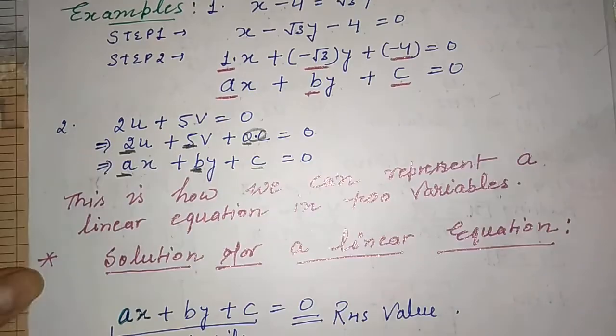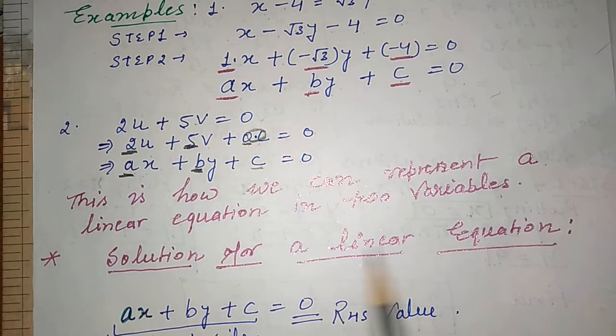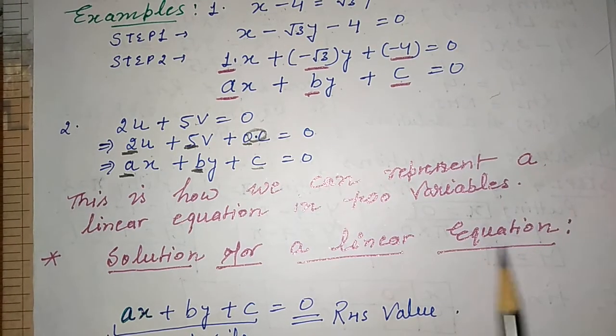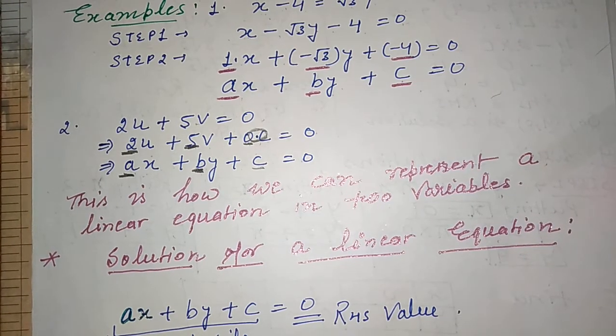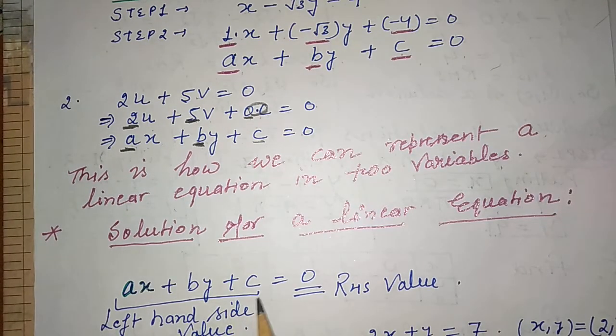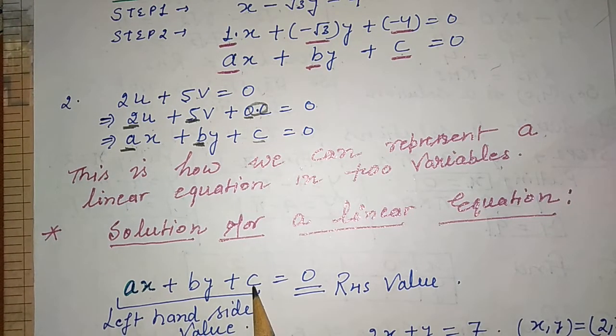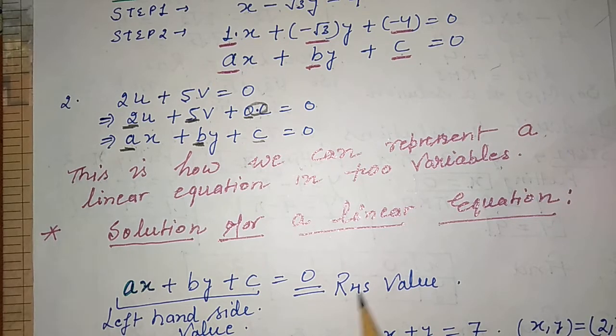Now the next topic is the solution for a linear equation. So what is the solution? In the equation we have two sides: ax plus by plus c is the left hand side value, and 0 is the right hand side value. The values we put should satisfy the equation, meaning both sides should be equal to 0. The left hand side value and the right hand side value should be equal.